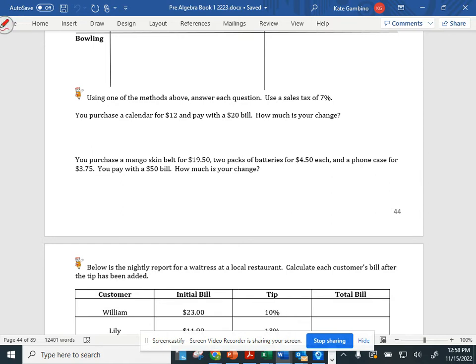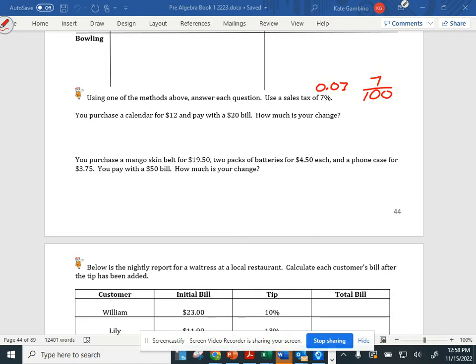Remember, 7%, because 7% is 7 hundredths, so we need that 7 in the hundredth spot. So if you're converting it to a decimal, it's 0.07. So the 7 is in the hundredth spot. If we said 0.7, that would be 7/10, not 7 hundredths. So we want to make sure we're using the correct amount.